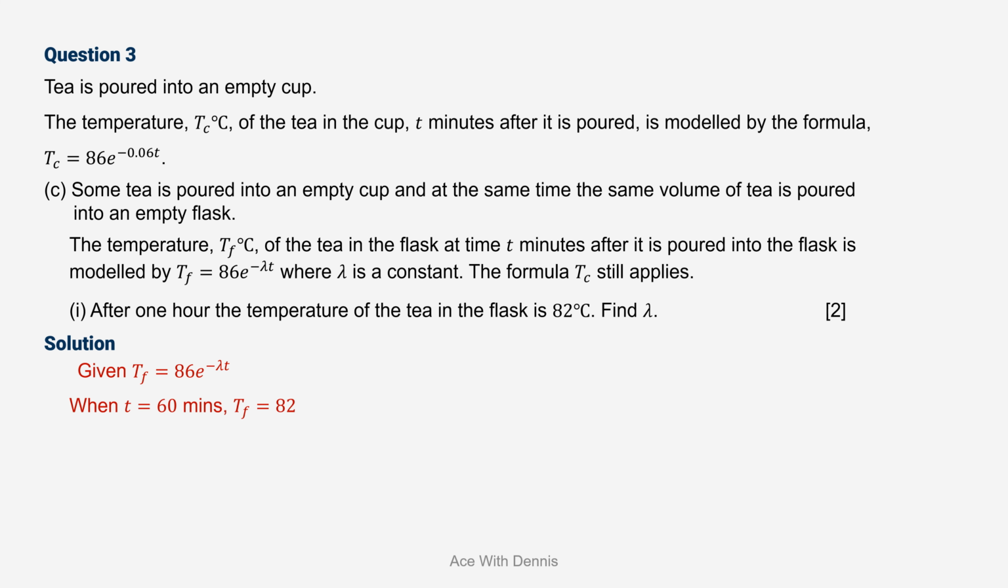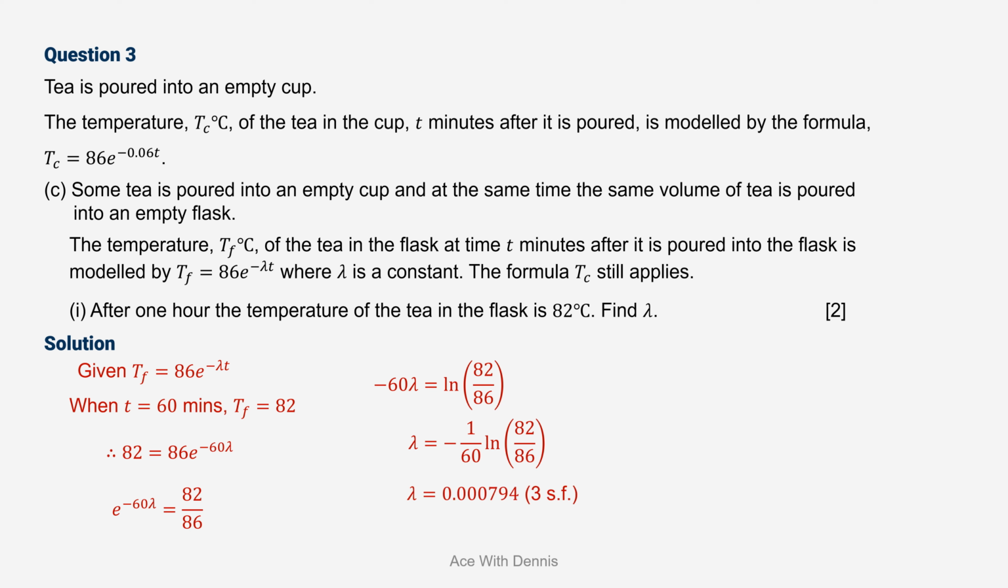Then we solve this equation. e to the power of negative 60 lambda equals 82 over 86. Negative 60 lambda is ln 82 over 86, and lambda is negative 1 over 60 ln 82 over 86. Then we calculate the value of lambda. We get 0.000794 to 3 significant figures.